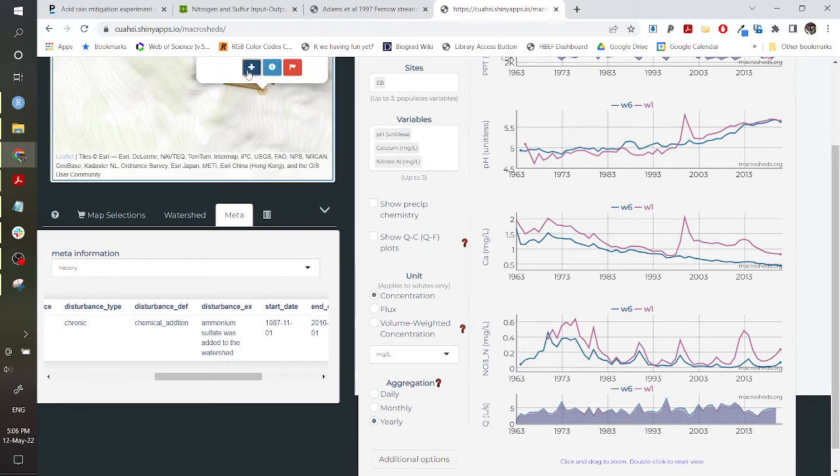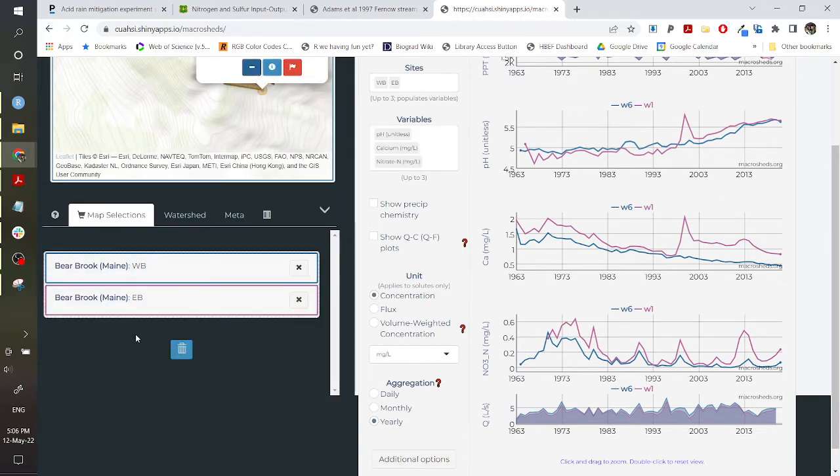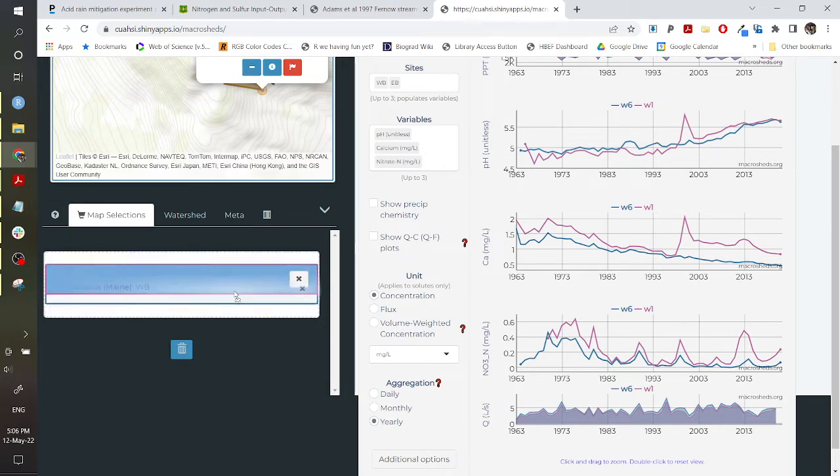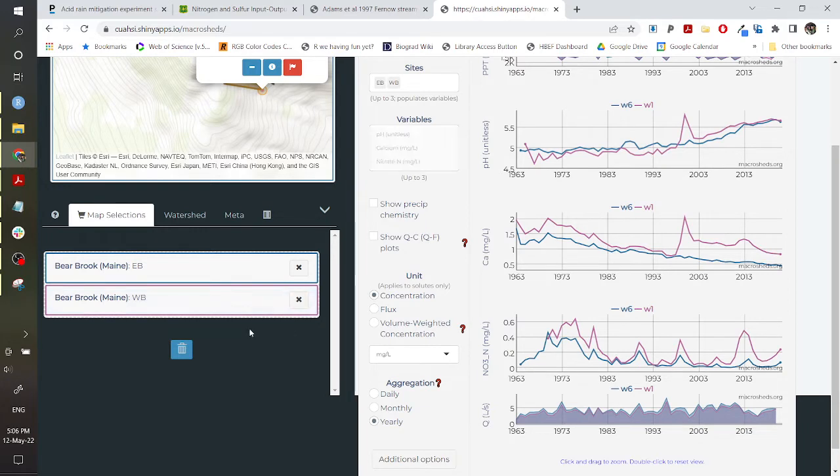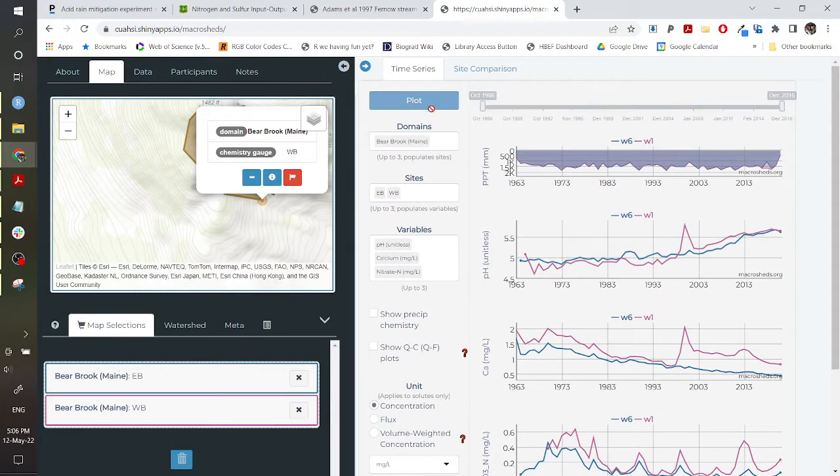And so we're going to add that to our cart, and now we have 2 different watersheds in our cart, where East Branch is the control and West Branch is the experimental. And to be the same as Hubbard Brook, I put the control in blue and our experimental in pink. So let's plot.